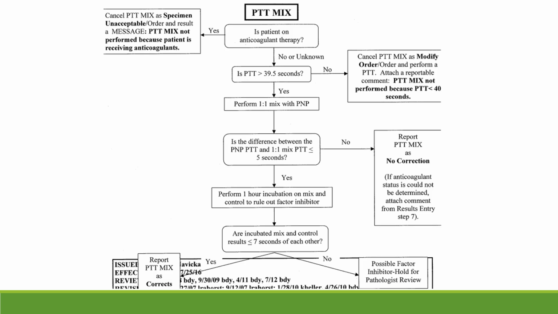But if the PTT is greater than 39.5 seconds, we are going to go ahead and do that one-to-one mix with that pooled normal plasma. After we mix the pooled normal plasma with another part of patient sample, we are going to run another PTT.